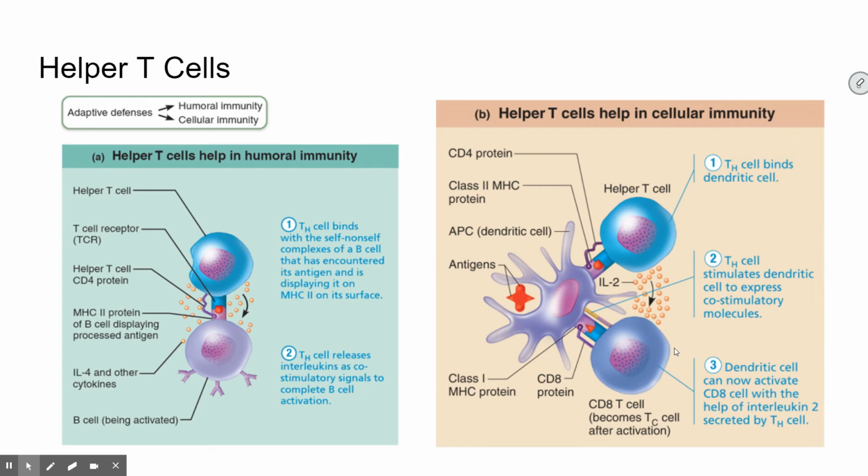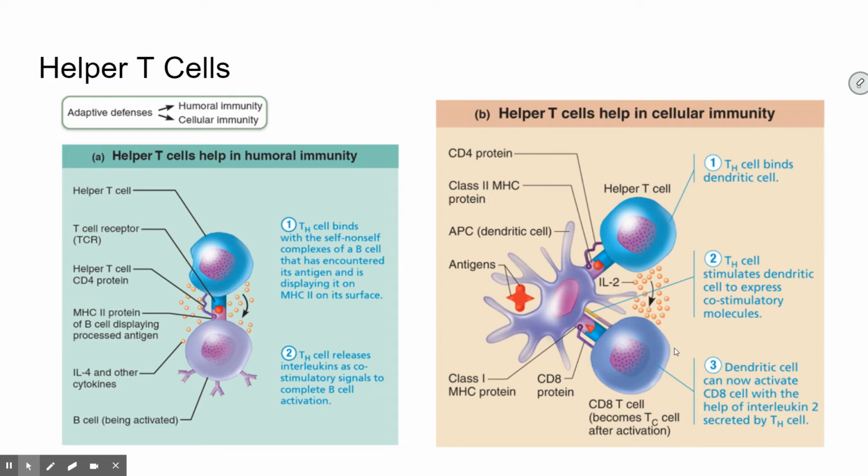Speaking of that, here's a little bit more about helper T cells. They have two kinds of functions, basically. They work in humoral immunity and they work in cell immunity. Remember, humoral immunity is all about antibodies. Cellular immunity, or cell-mediated immunity, is all about cells doing the work.